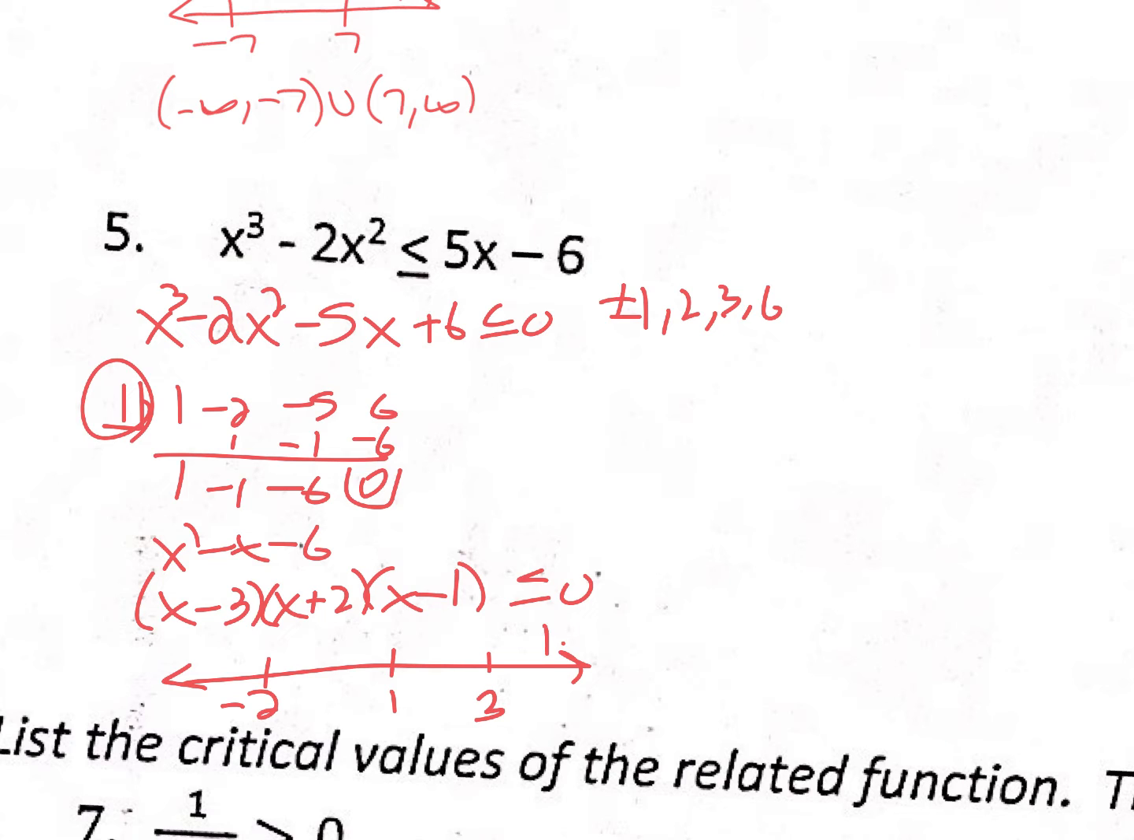When I plugged in 100, it was positive. That's minus, plus, minus. Notice my sign is less than 0, so I'm looking for the minuses. It is negative from -infinity to -2. It's also negative from 1 to 3. Those should be brackets, that's my fault. Those are brackets because of the equal sign. All right, last one of these.